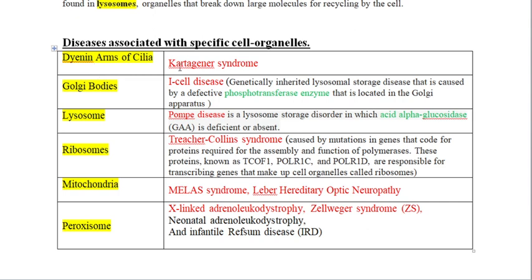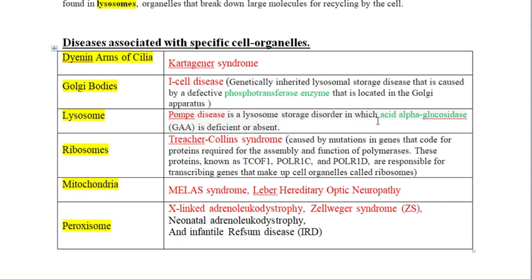Dynein arms of cells: Kartagener syndrome is due to a defect in the dynein arm of cilia, so the cilia will not beat properly and this syndrome occurs. I-cell disease is due to a defect in the Golgi bodies. It is a genetically inherited lysosomal storage disease caused by a defect in the phosphotransferase enzyme. This enzyme is located in the Golgi apparatus. Next is the lysosome, that is Pompe disease. It is a lysosomal storage disease.